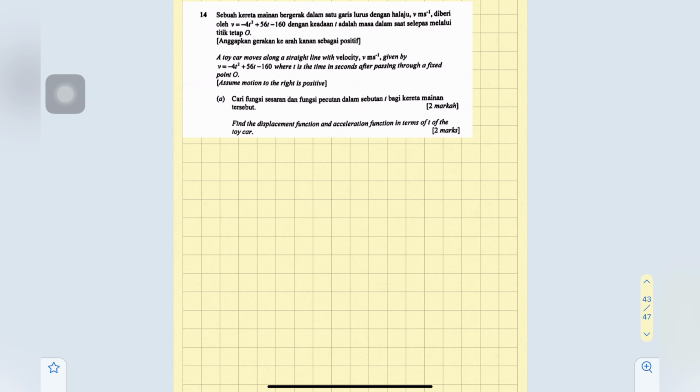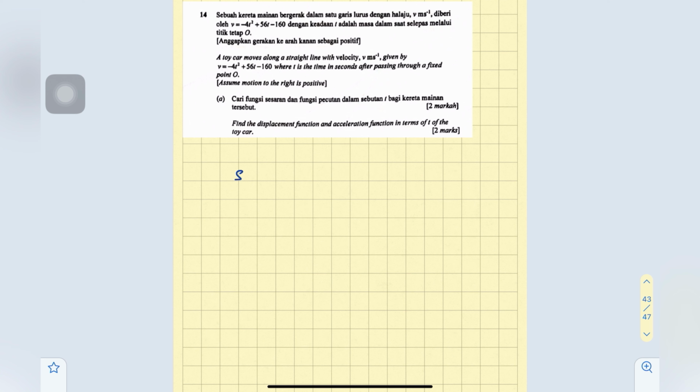Number 14. A toy car moves along a straight line with velocity v meter per second given by v equals to negative 4t squared plus 56t minus 160, where t is the time in second after passing through a fixed point O. Assume motion to the right is positive. A. Find the displacement function and acceleration function in terms of t of the toy car. Okay, this one in topics of kinematics of linear motion.